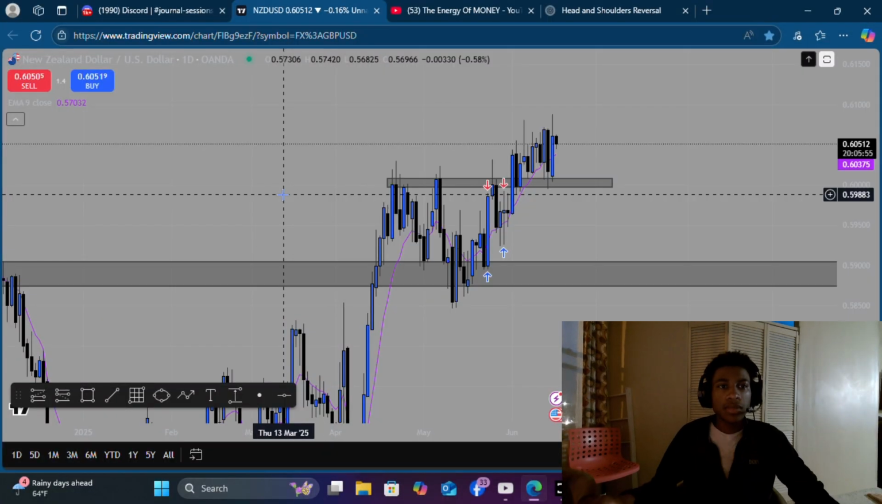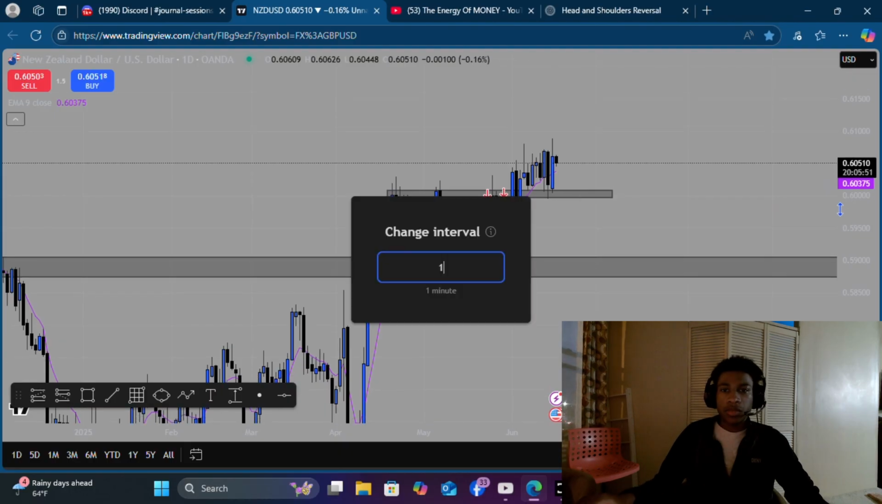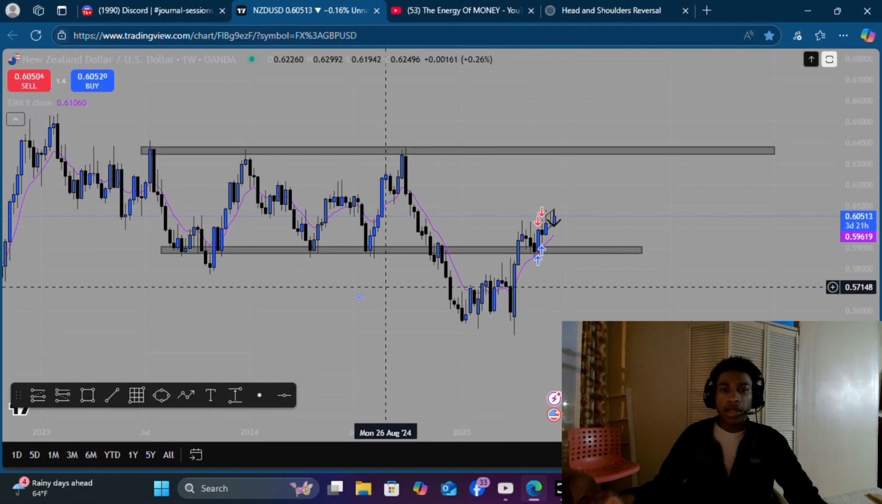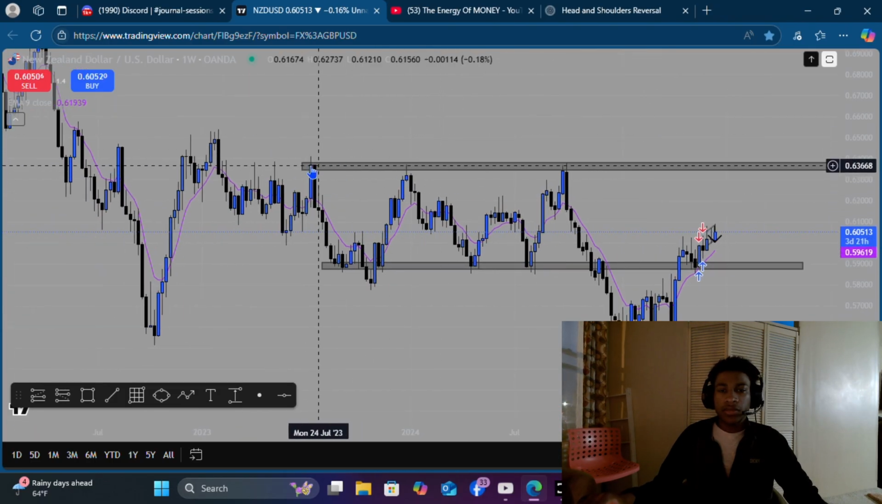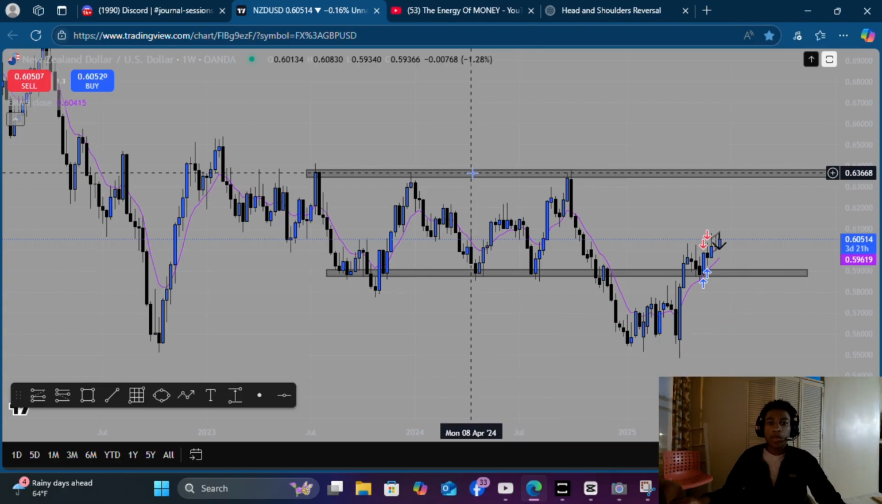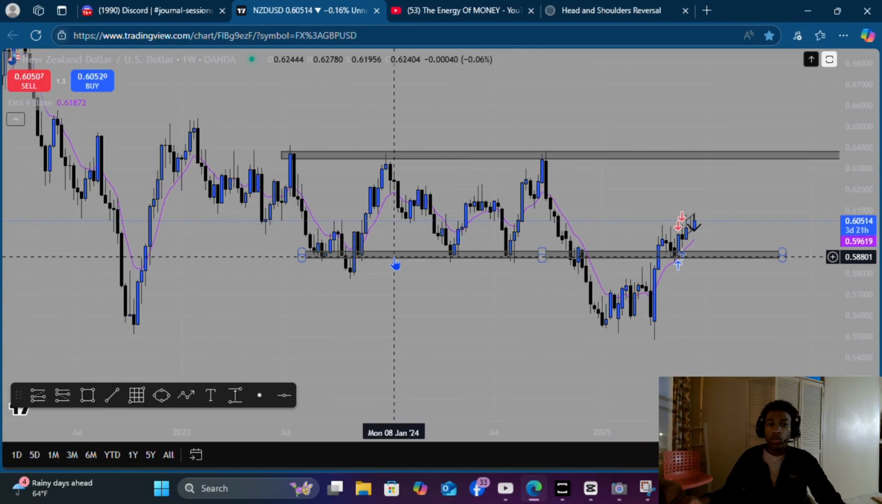This is going to be a trade recap that I took on NZD/USD. So I'm just going to get straight into it. On the weekly time frame, I see that we have this resistance level at 0.63668, and then we have the support level at 0.58801.